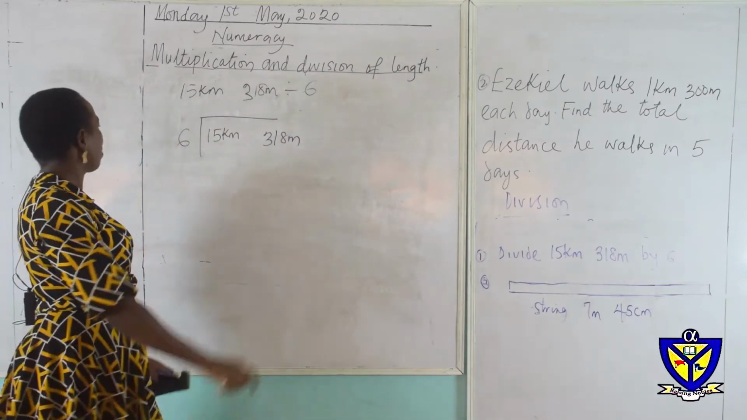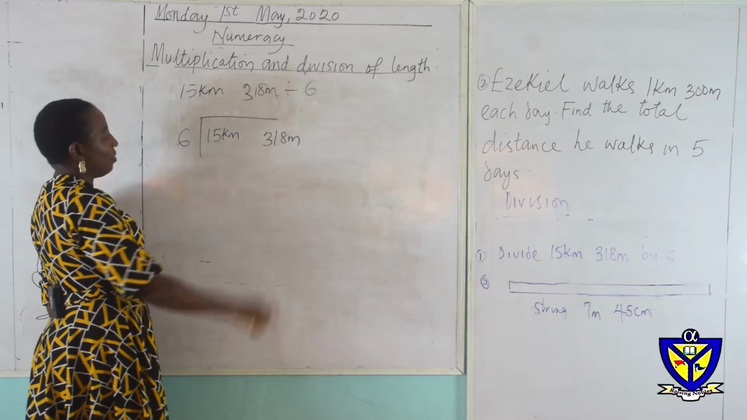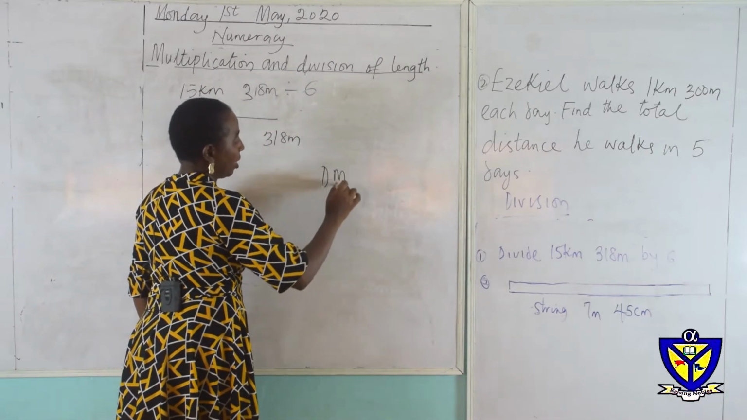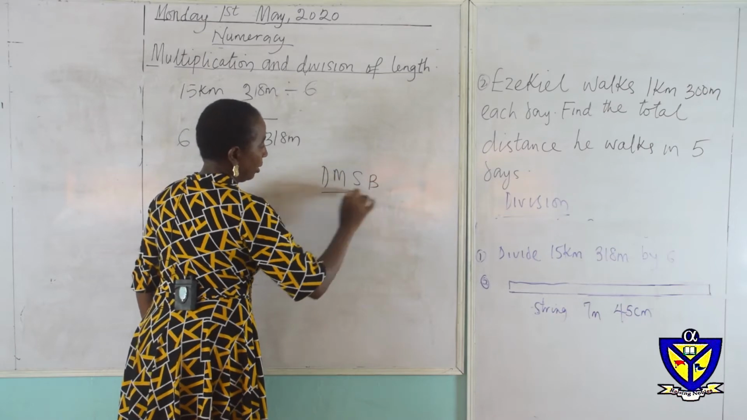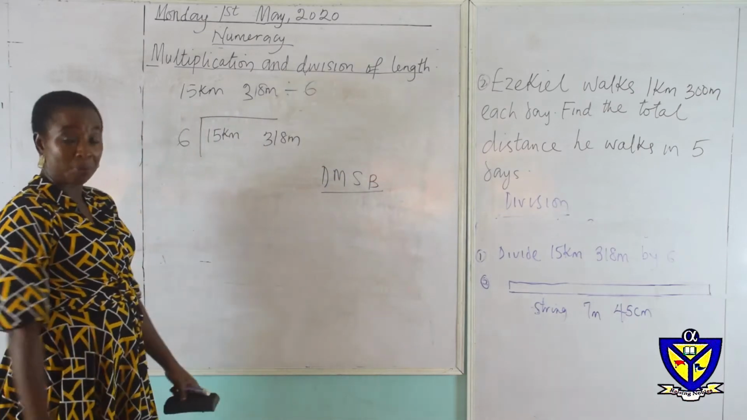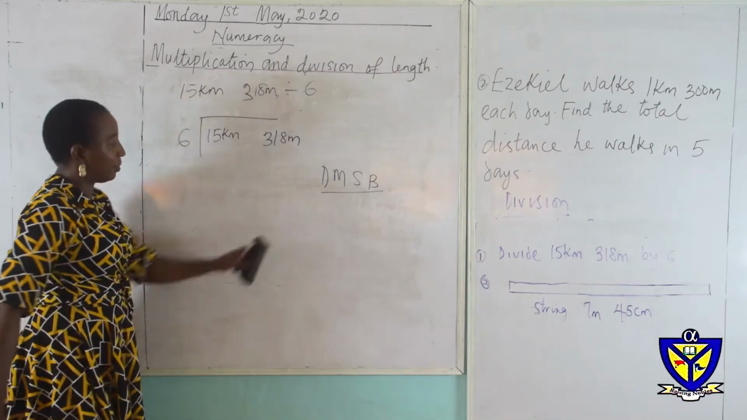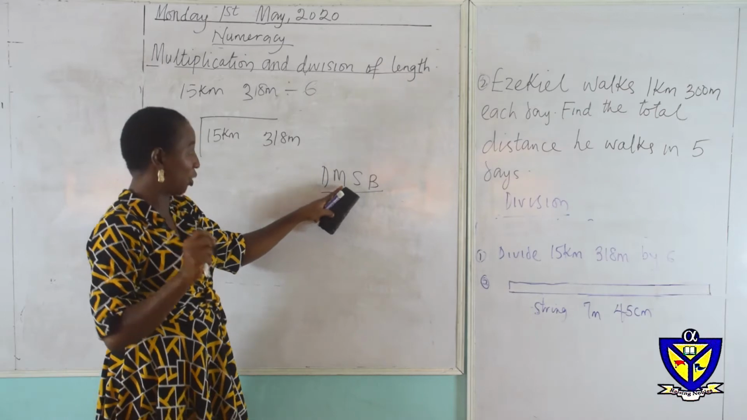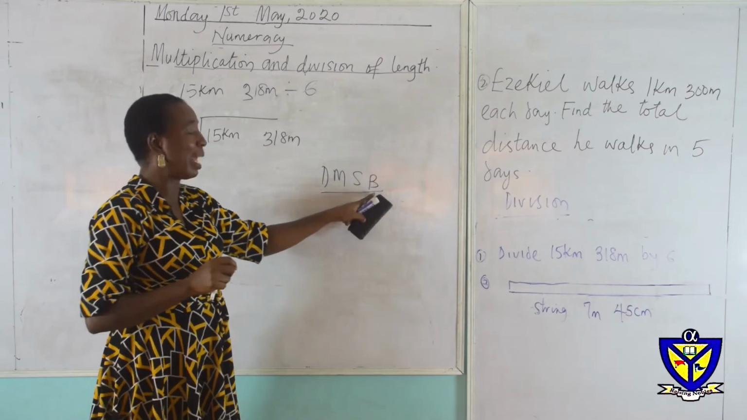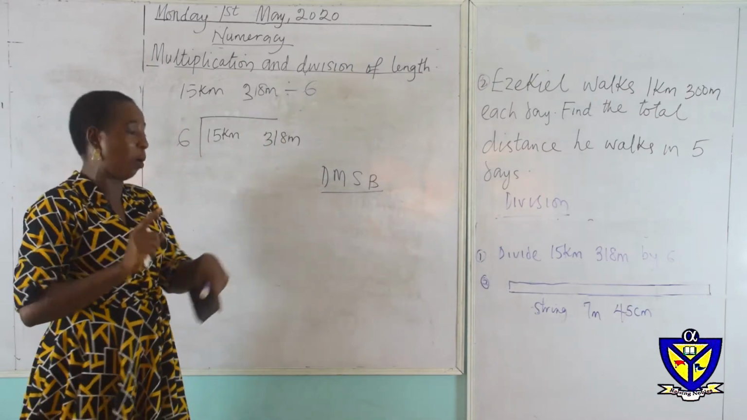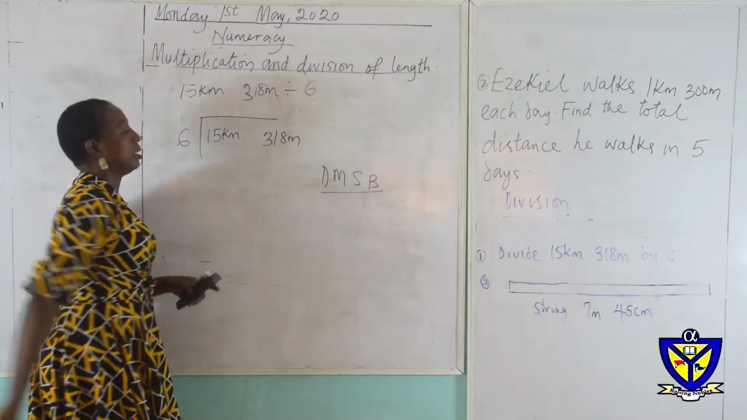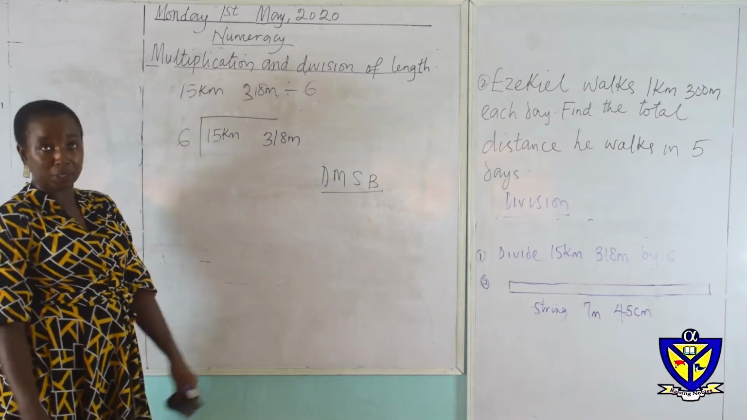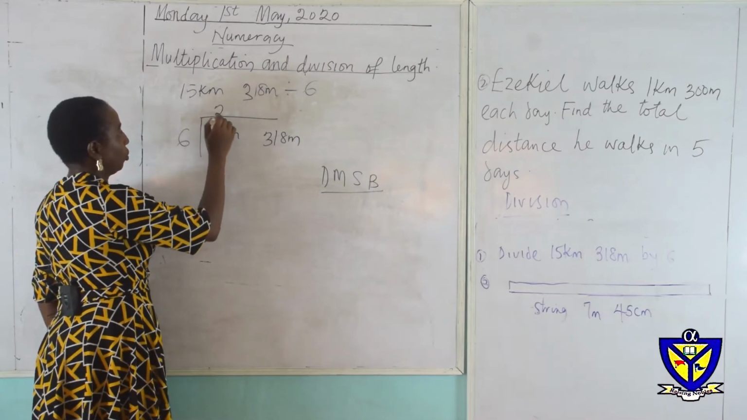So let's go. How many 6 do we have in 15? And don't forget the rule. We have this. Daddy, mommy, sister, brother. This is going to help us. Now, how many 6 can we have? Divide. D means divide. M means multiplication, S means subtract, and B means bring down. Now, let's start with the first one. D says you divide. How many 6 can you get in 15? Of course, 2 times. You write your 2.